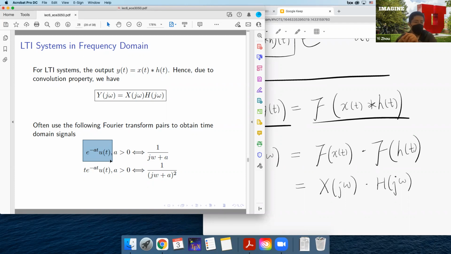So in the exams, I will give you the list of tables, so you can check it, and you don't have to compute the inverse transform by hand.